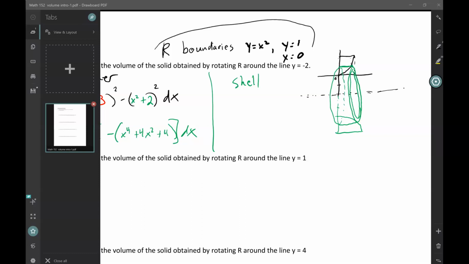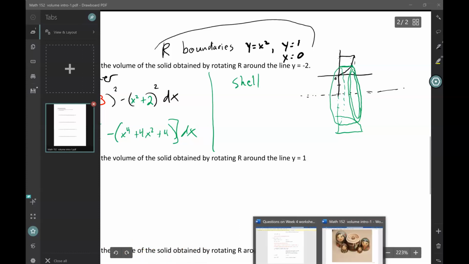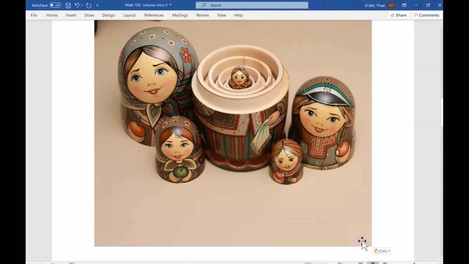In fact, if you haven't seen nesting dolls, let me show you a picture of one real quick. Here, that's a nesting doll. I think they're originally from Russia, but I don't know. My mom used to have one of these. So basically, there's a doll within a doll within a doll.